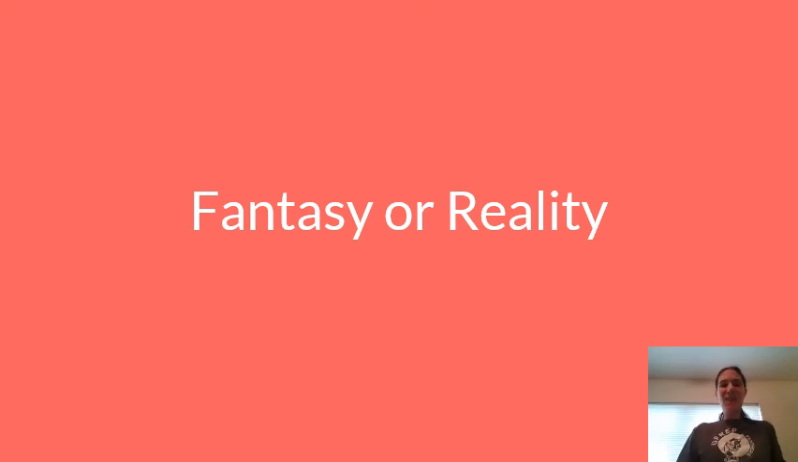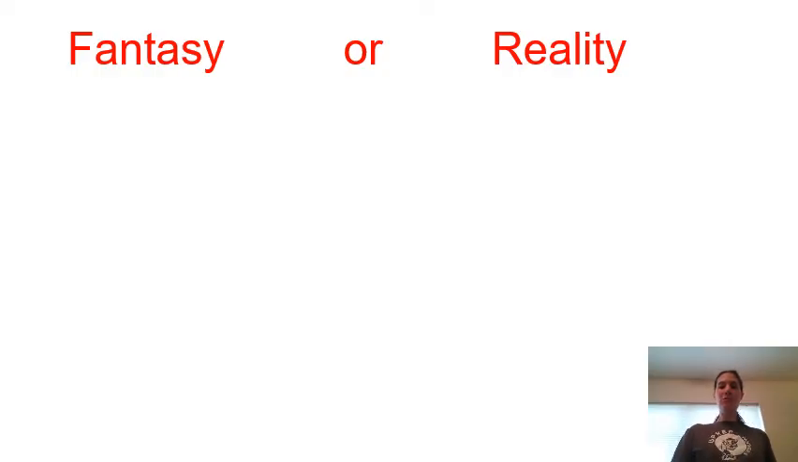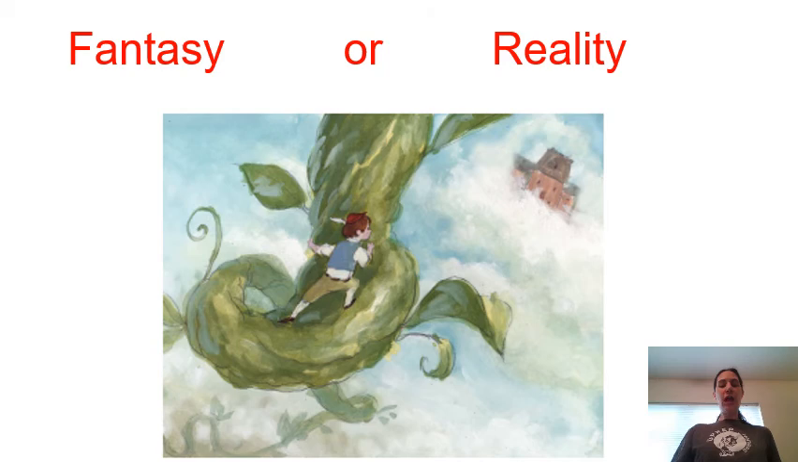We're going to finish out our fantasy or reality chart real quick. All right, so you know the drill. A picture from the story appears. You're saying if it's fantasy or reality. Here we go. Oh, Jack climbing up a beanstalk to the sky. A beanstalk growing all the way to the sky. Is that something that's fantasy or reality?